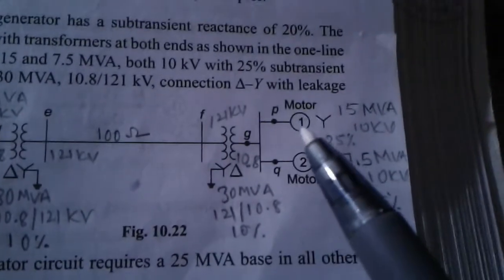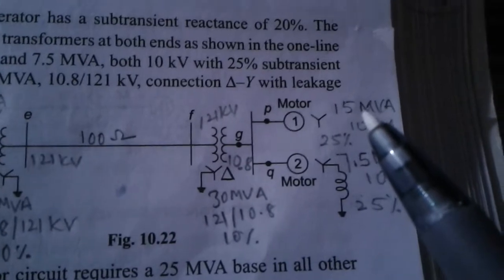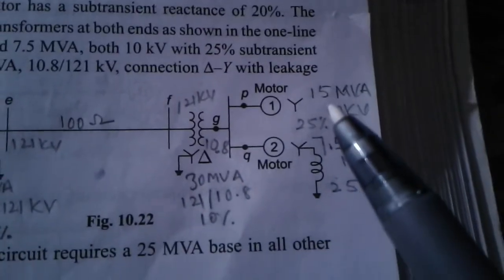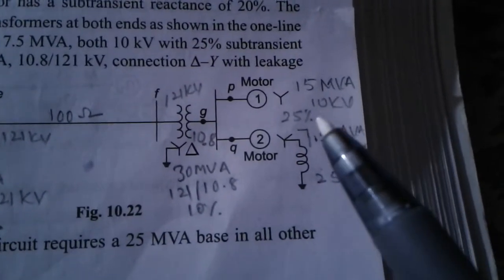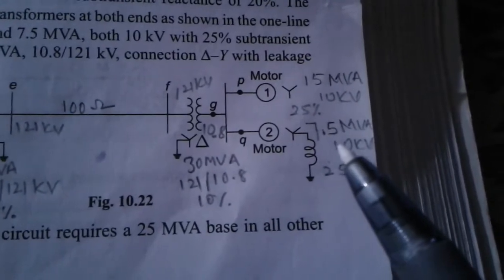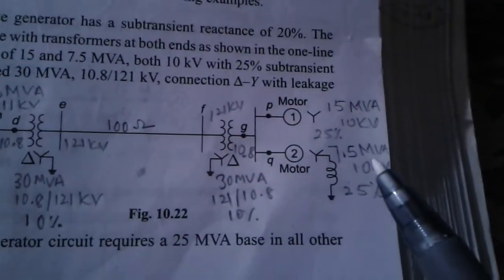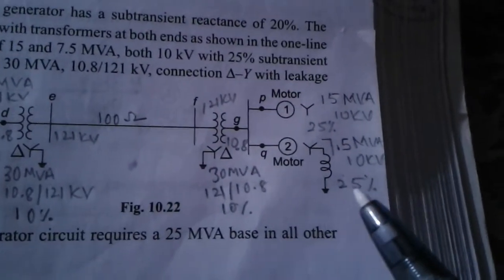It is connected to two motors, motor 1 and motor 2. Motor 1 has a rating of 15 MVA, 10 kV, 25%. Motor 2 is of 7.5 MVA, 10 kV, 25%.